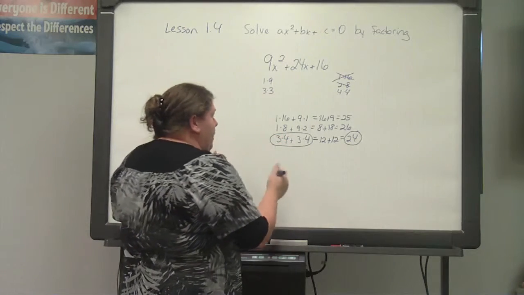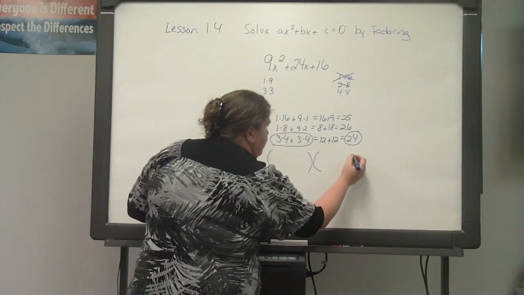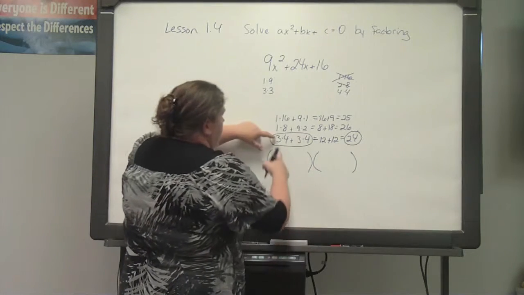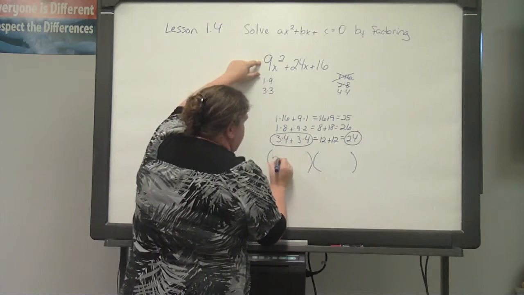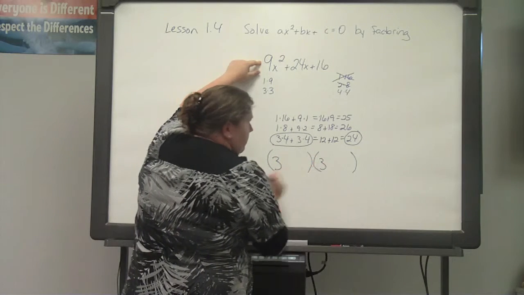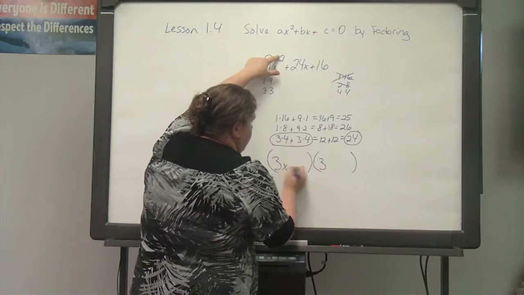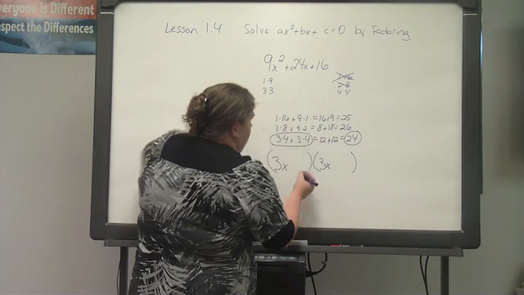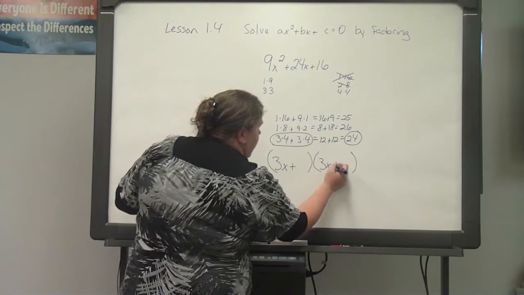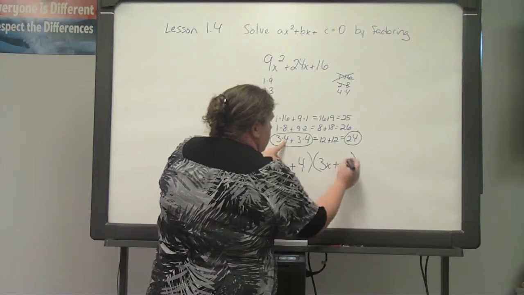So again, I'm going to bring out parentheses, because every factor has parentheses. The 3s are my first numbers, so I can do a 3 and a 3. I have x squared, so that lets me know x times x. And they're both additions, so I can say plus and a plus. And then the very last step is to put my 4 and 4.